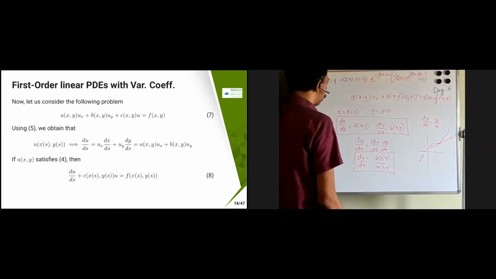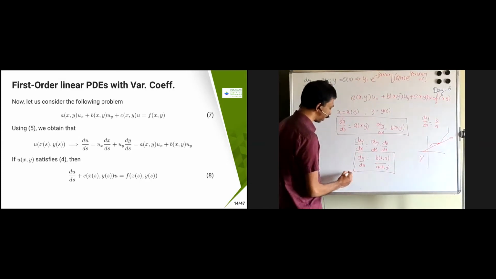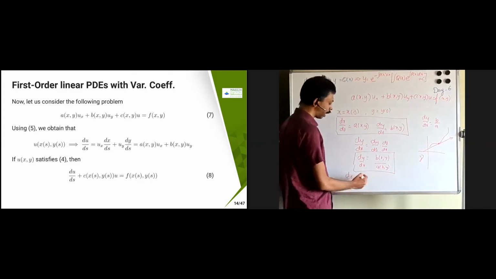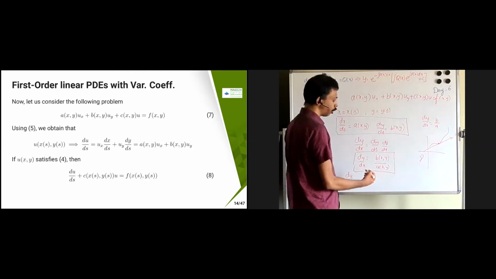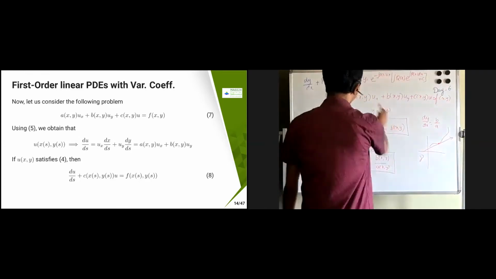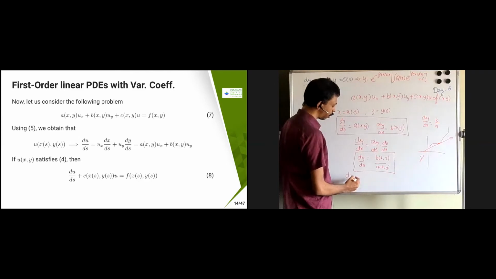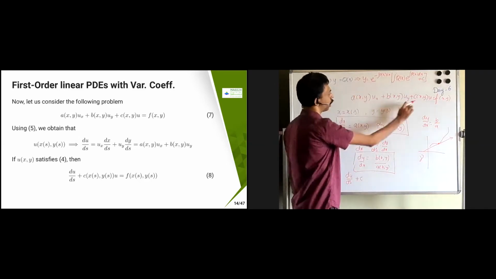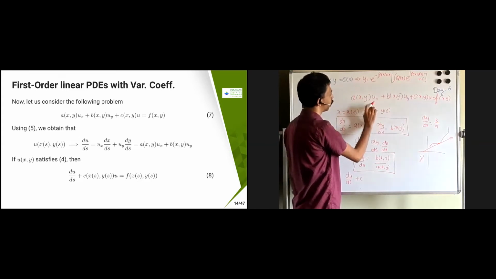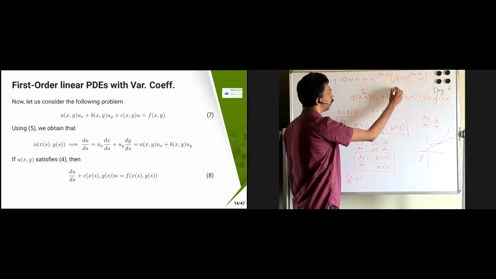Everything else is the same. Here it becomes du by ds. Earlier it was 0, because you had a u_x plus b u_y equal to 0. That's why it was becoming 0. Now it is not 0. Instead, it becomes du by ds plus c u, because this term we already know is du by ds, this is dx by ds, and this is dy by ds.